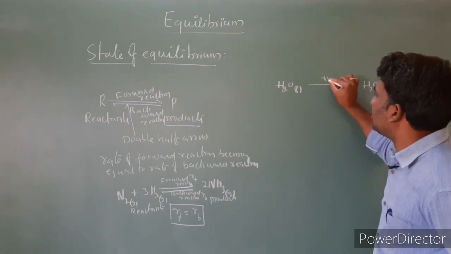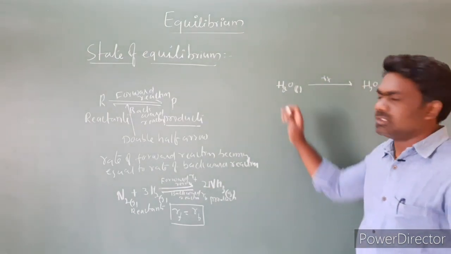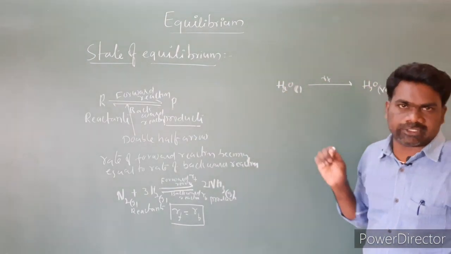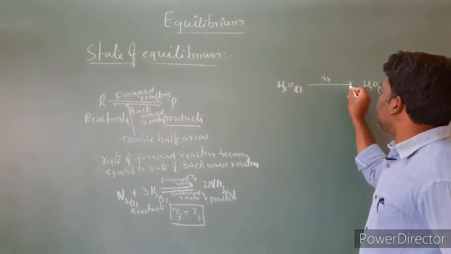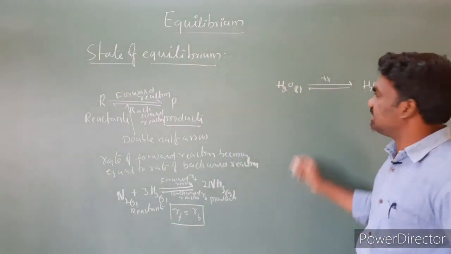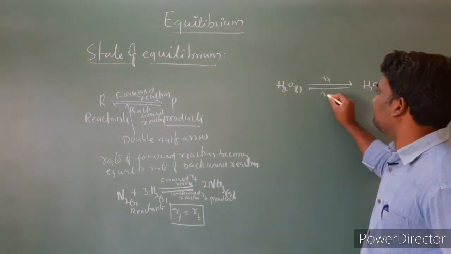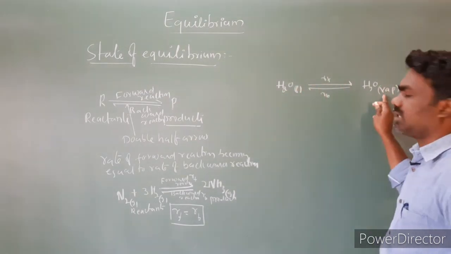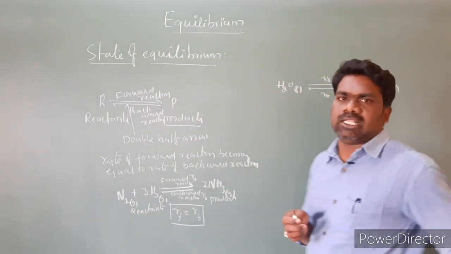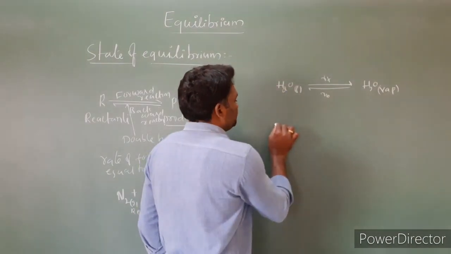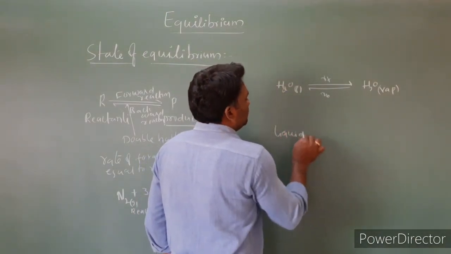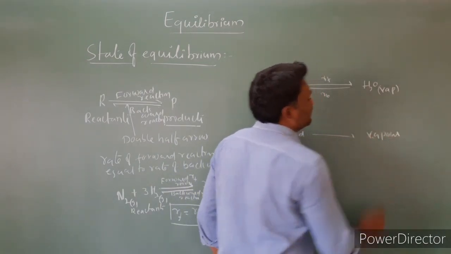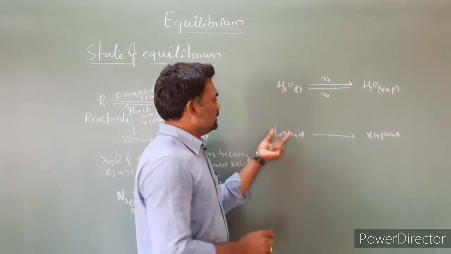I am labeling this as RF, the rate of forward reaction. Conversion of liquid water into water vapor is a forward reaction, and water vapor converting into liquid water is the backward reaction. Any liquid you can take, not only water. As a general example, liquid converting into vapor.